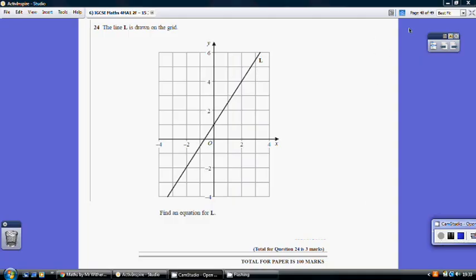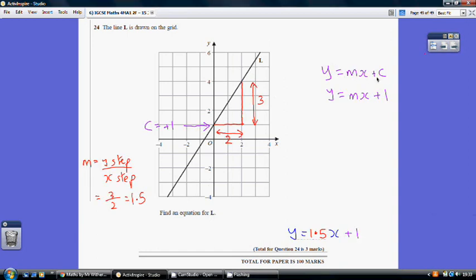Question 24, not too bad a question to finish, I think. When you're given a diagram like this, and you've got a straight line on it, you need to find an equation. Really, your go-to starting point has got to be the equation y equals mx plus c. That gives us a skeleton to build upon. Now m is going to be the gradient, the slope, we'll come back to that in a minute. C is where the line crosses the y-axis. So just make sure you start off by picking up that easy mark.